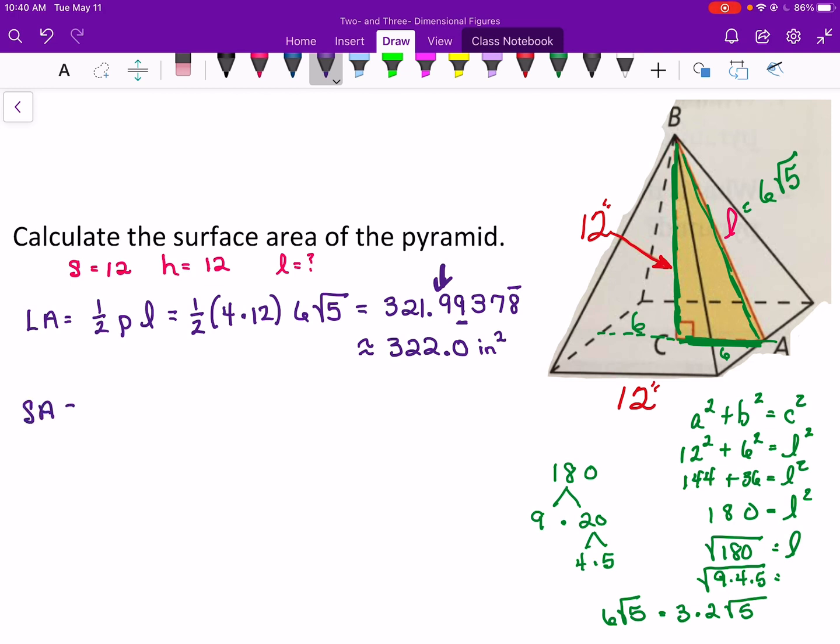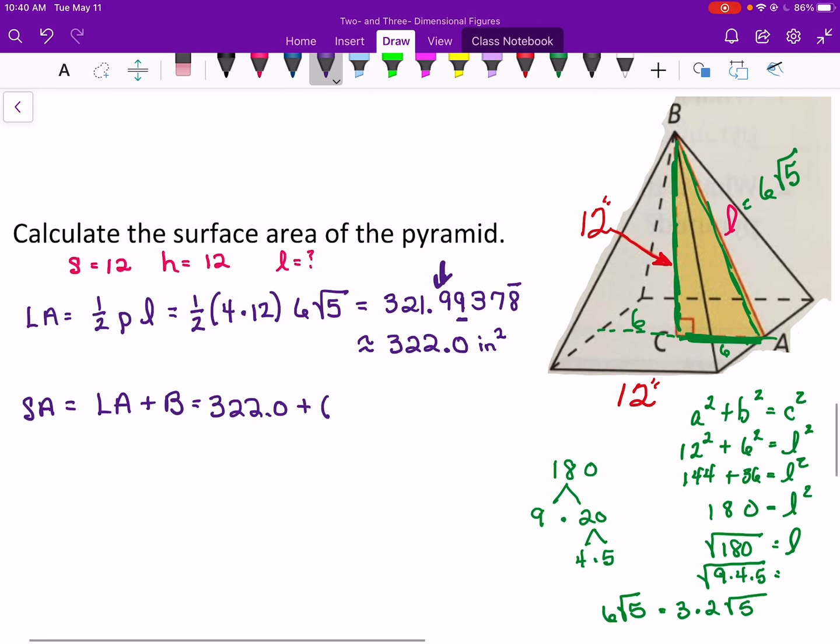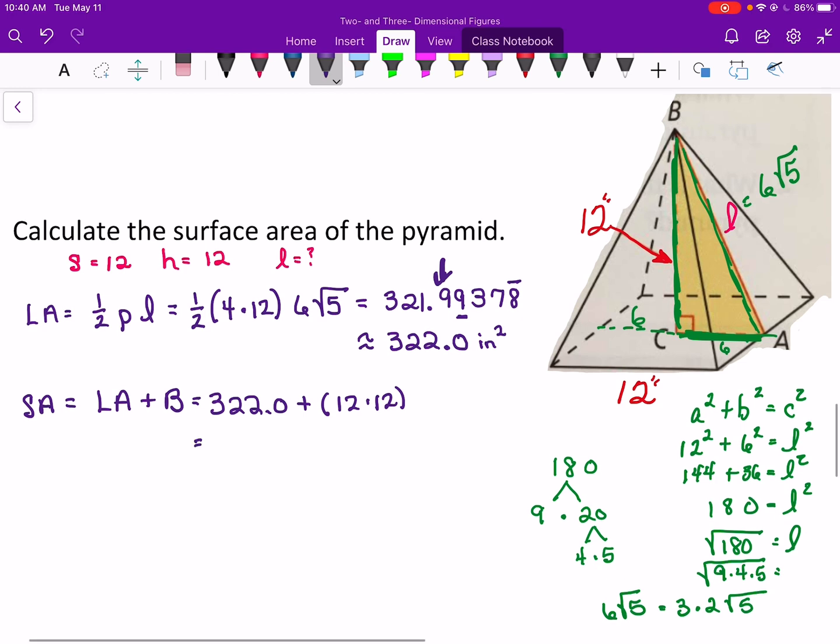We have our lateral surface area. So our total surface area is lateral plus that single base. That is 322.0 plus the area of the base. Well, this calculation is easier because it's a square. Area of a square is length times width. So we get 322 plus 144. That's 466.0 inches squared.